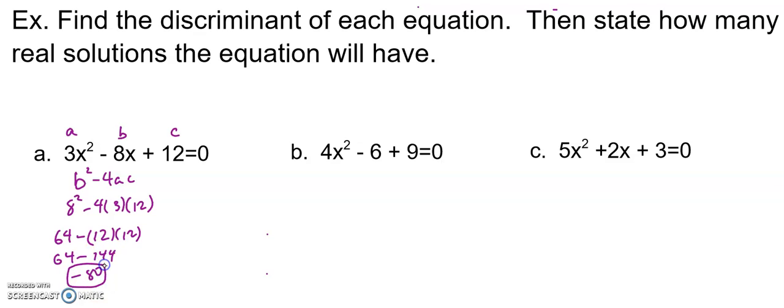Oh, you see how that's negative? I know that if I plug this number into that square root in the quadratic formula, I can't square root negatives, so there's no real solutions there. Okay? So negative 80 is my discriminant, and there are no real solutions. Now, looking at the next example, forgot my x.